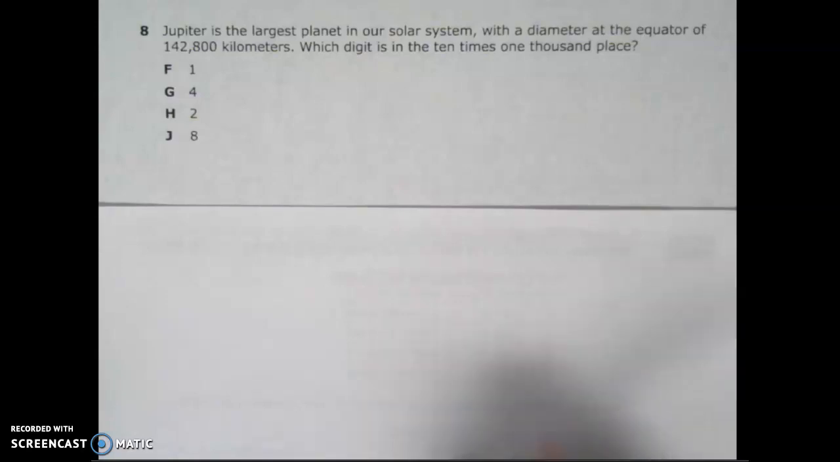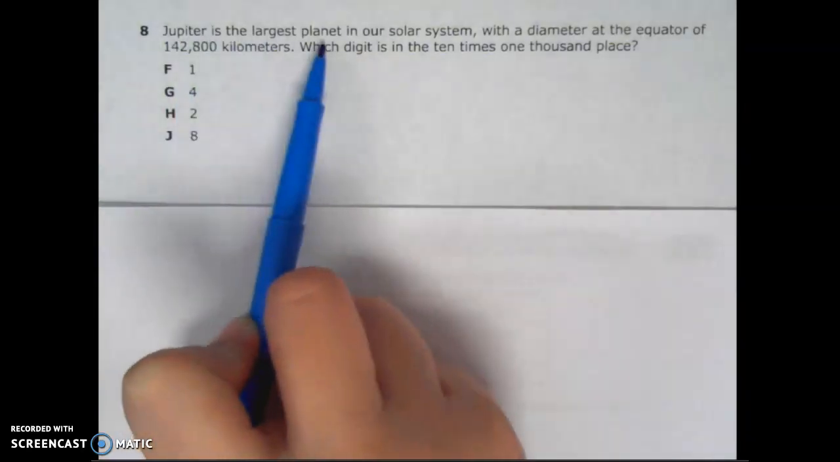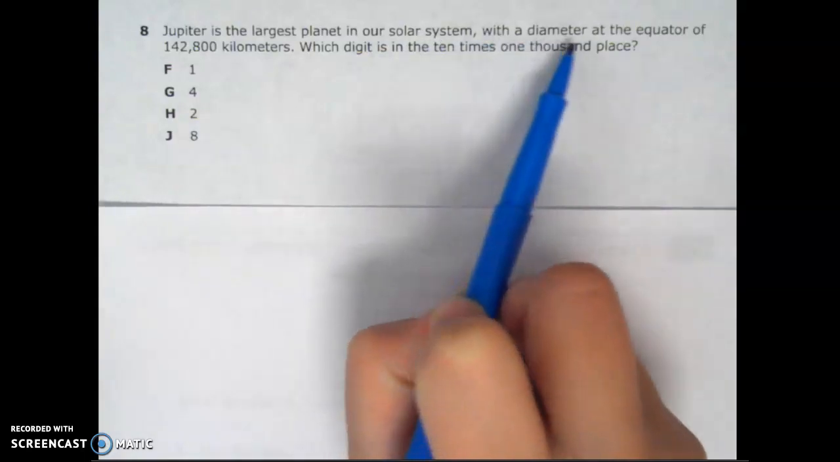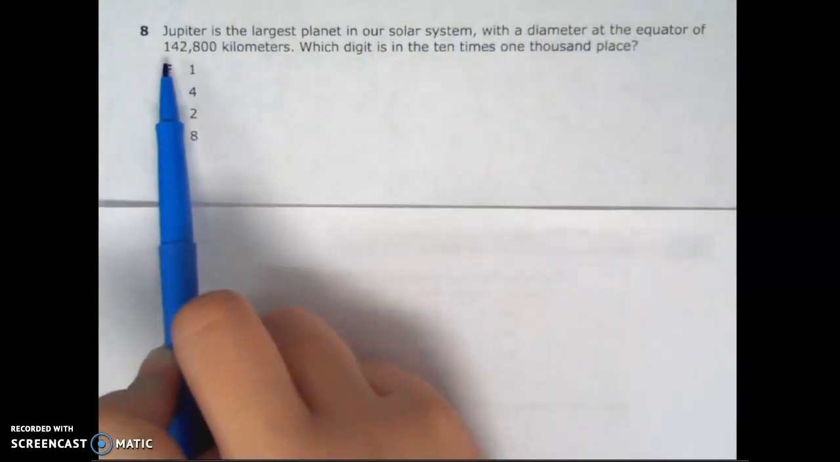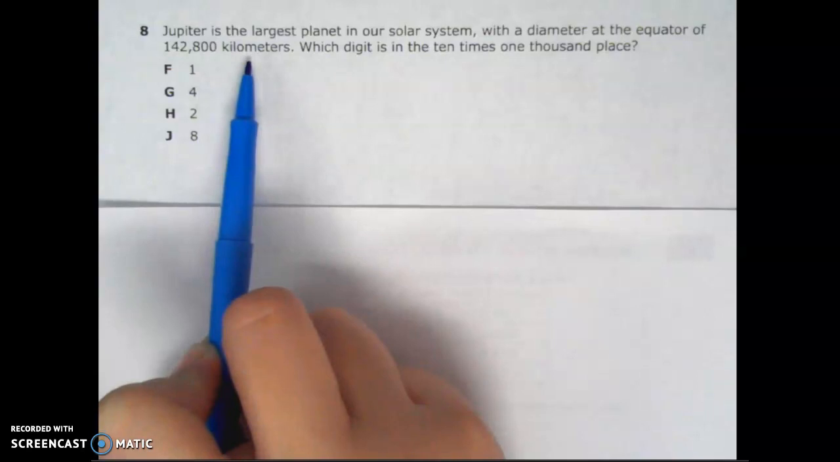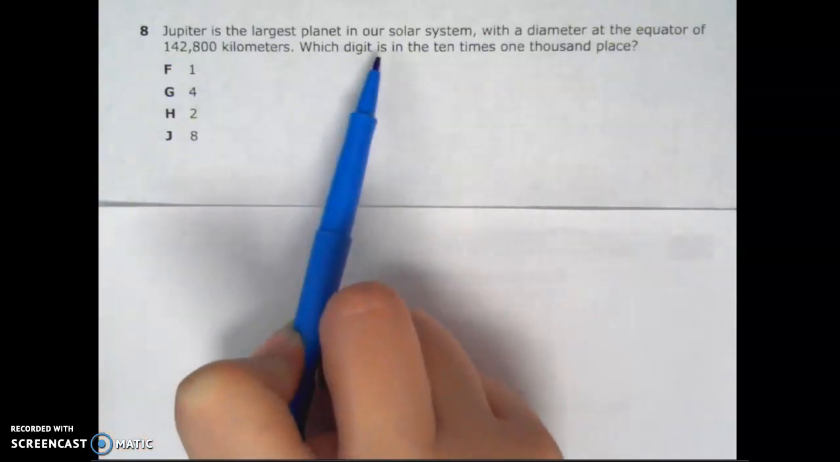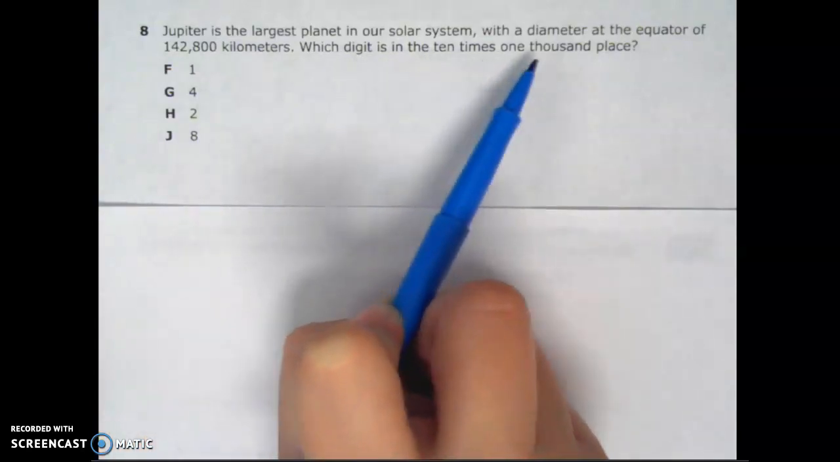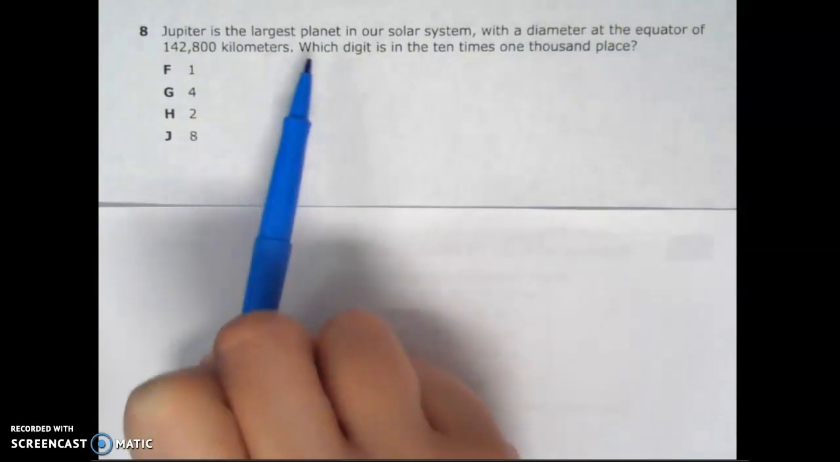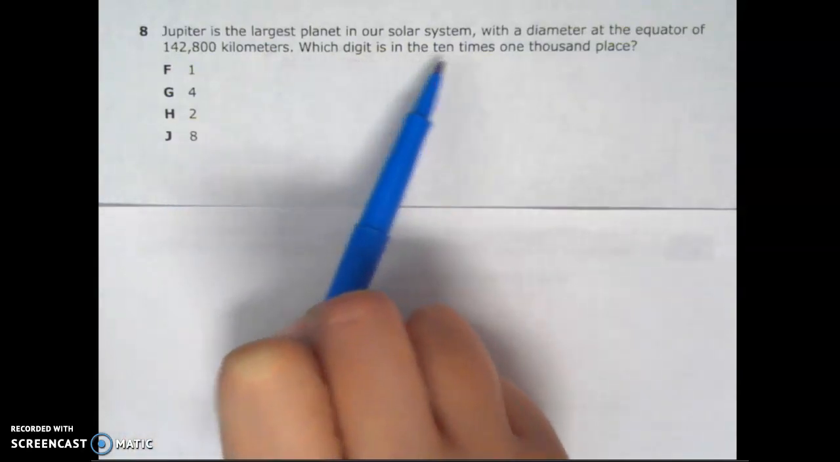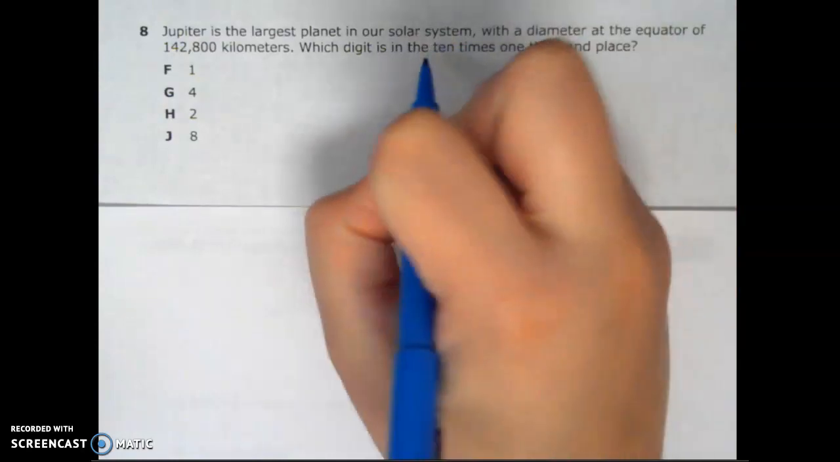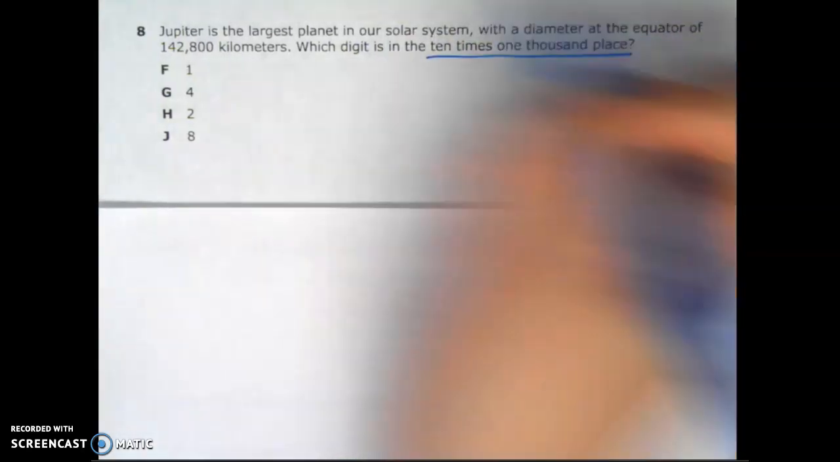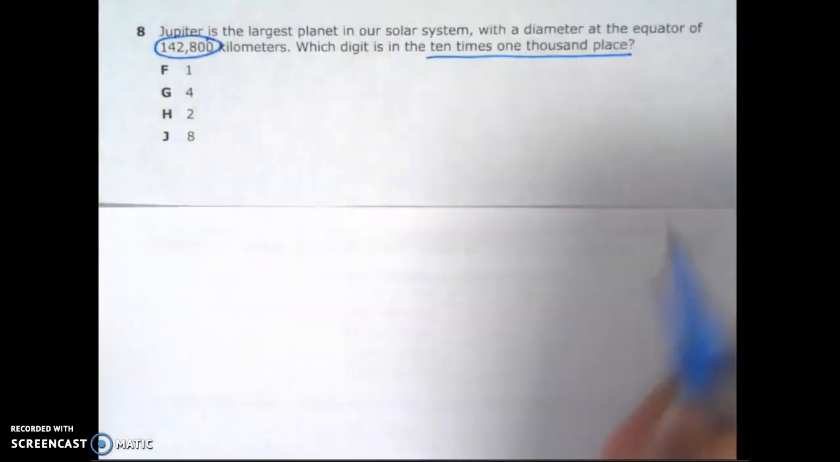Question number 8. Jupiter is the largest planet in our solar system with a diameter at the equator of 142,800 kilometers. Which digit is in the 10 times 1,000s place? Which digit is in the 10 times 1,000 place? 10 times 1,000 place. This is my number.